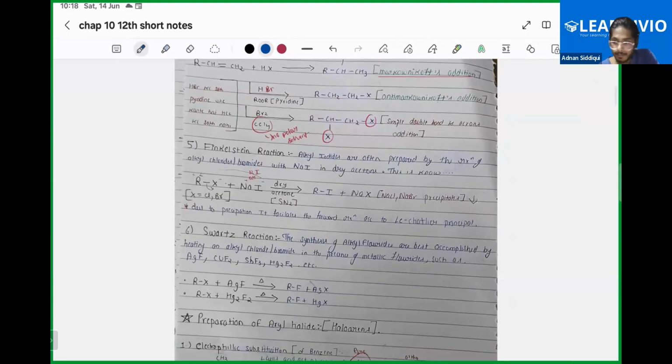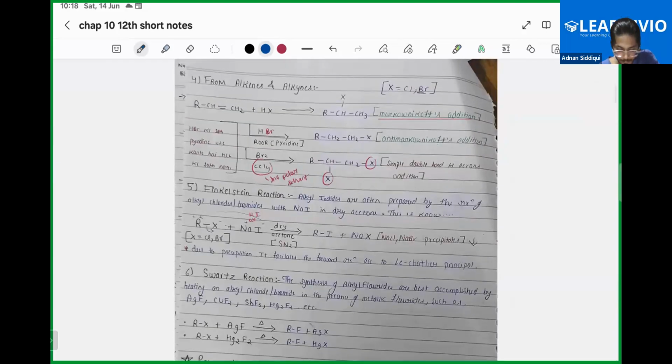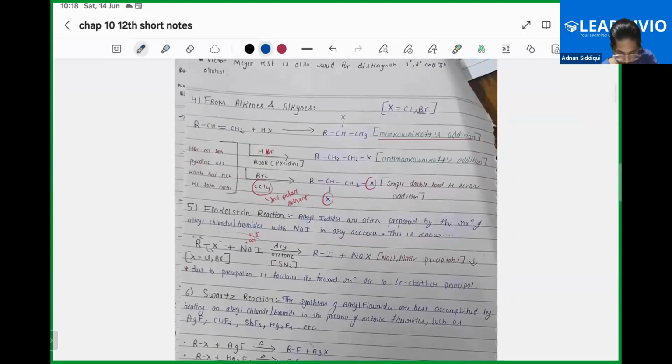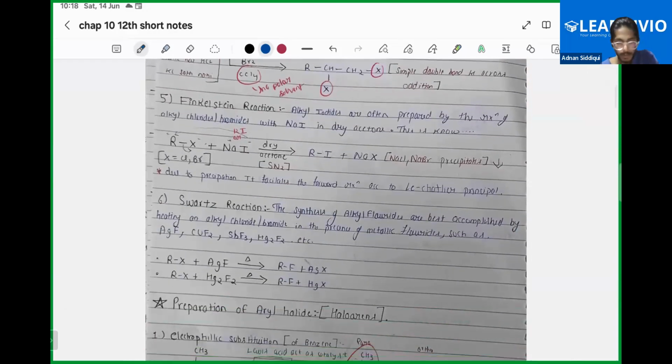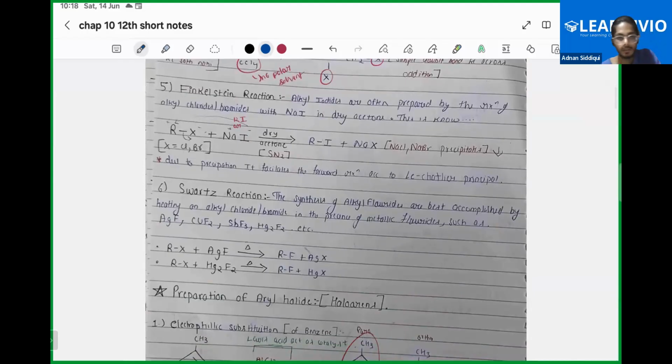Shall we move ahead? In the Schwarz reaction, we will not have any precipitate, right? Schwarz, no precipitation. But in Finkelstein, you will have precipitation because our NaI is having a bit of ionic character, more ionic character.